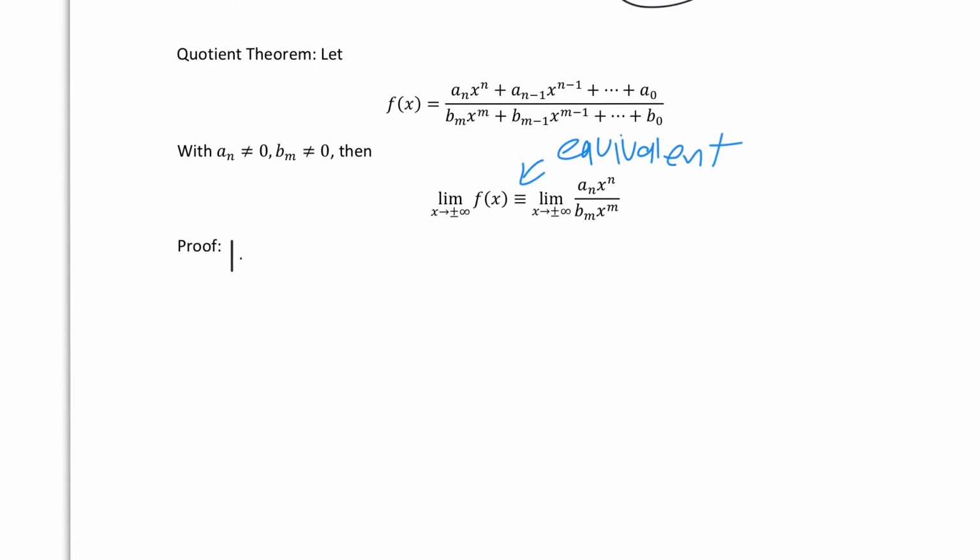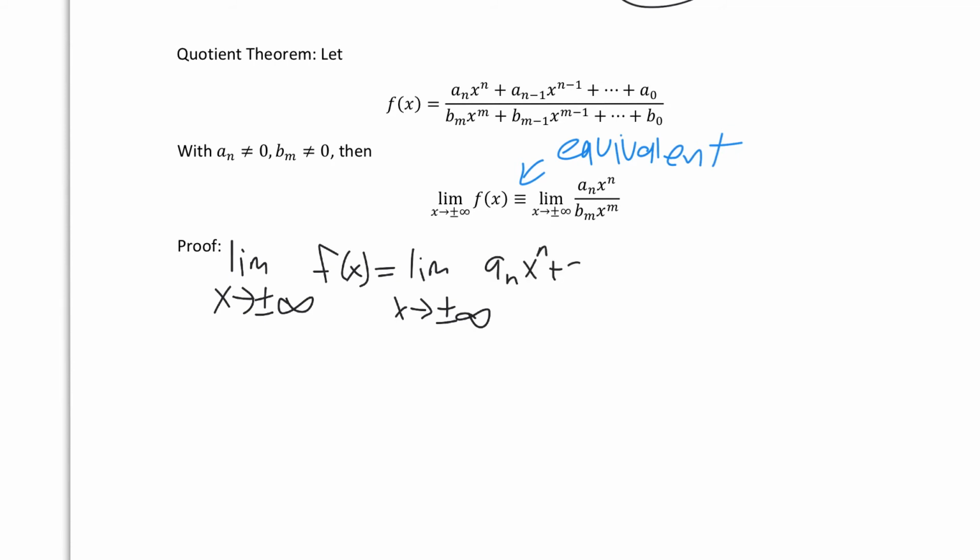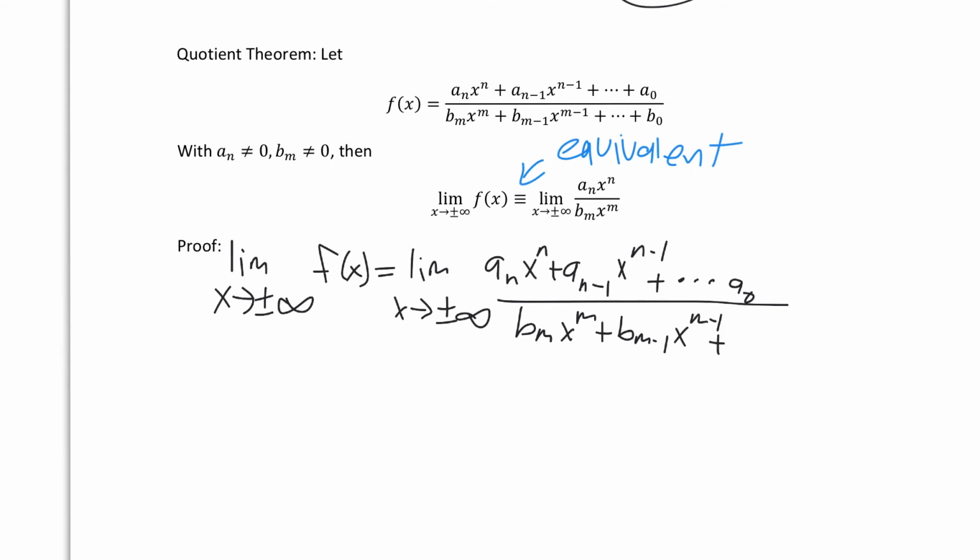So we have the limit as x approaches either one of the infinities, plus or minus infinity, of f(x). So it'll be the limit as x approaches plus or minus infinity, and we'll write this whole function out. a_n x to the n, a_(n-1) x to the n minus 1, plus a_0, over b_m x to the m plus b_(m-1) x to the m minus 1 plus b_0.